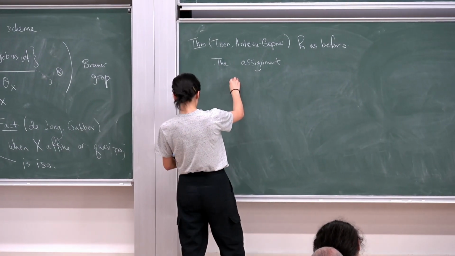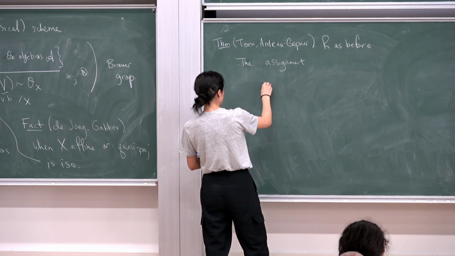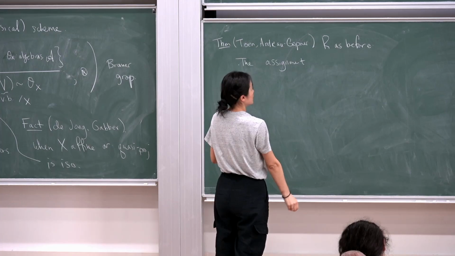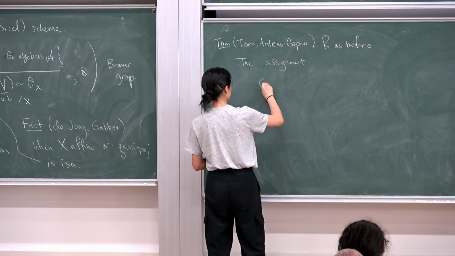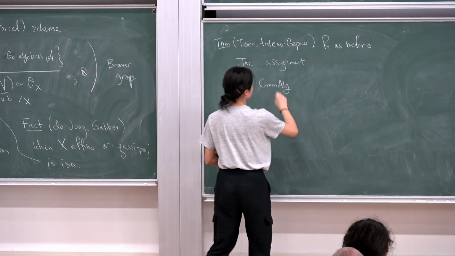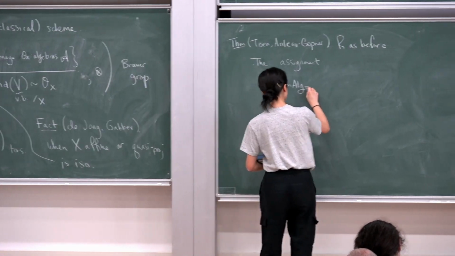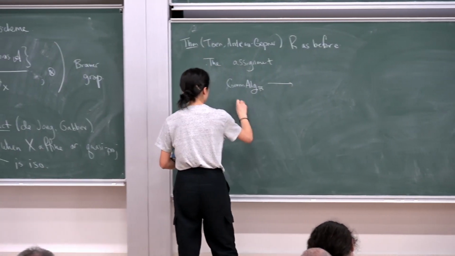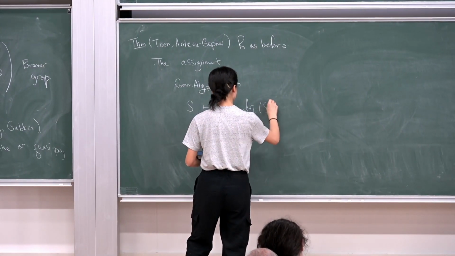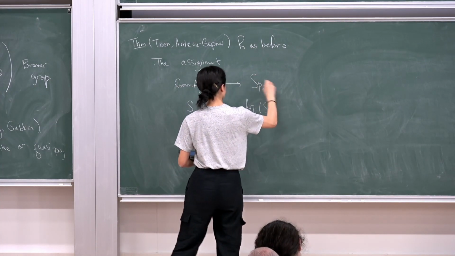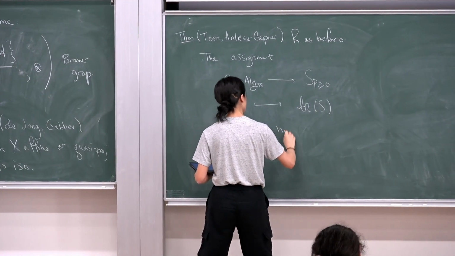which sends commutative algebras, I guess somehow I've committed to R being discrete, but you could take connective E infinity R-algebras as well. It sends, say, S to the derived Brauer space of S, which lands in connective spectra. This is an étale hypersheaf.